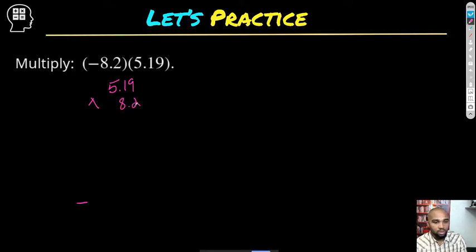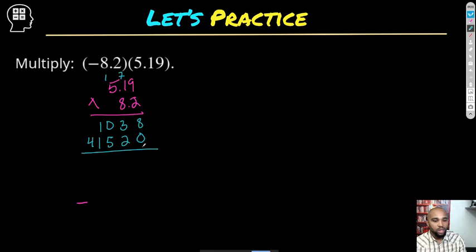Now I'm going to set it up so that it's vertical, like we're multiplying a regular number. 8.2. And we're just going to go ahead and multiply. 9 times 2 is 18. 2 times 1 is 2, plus 1 is 3. 2 times 5 is 10. 8 times 9, I'm going to erase this so I don't get messed up on that. 8 times 9, put a 0 there. 8 times 9 is 72. 7 goes here. 8 times 1 is 8, plus 7 is 15. With a 1 there, 8 times 5 is 40, plus 1 is 41.